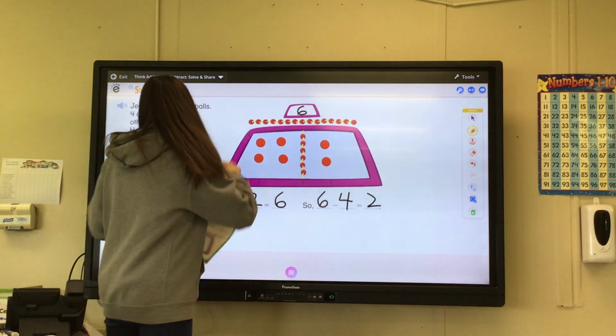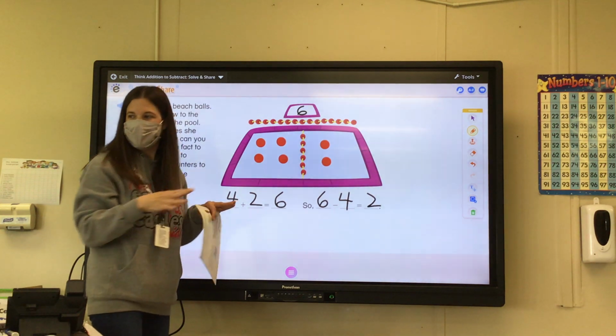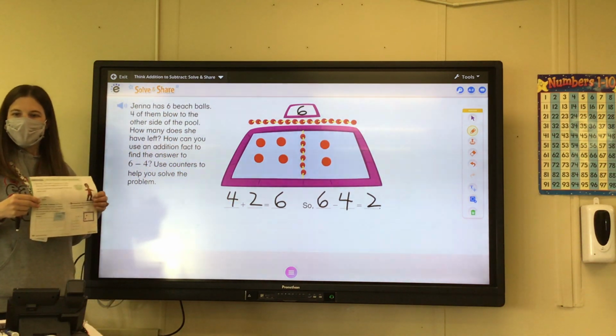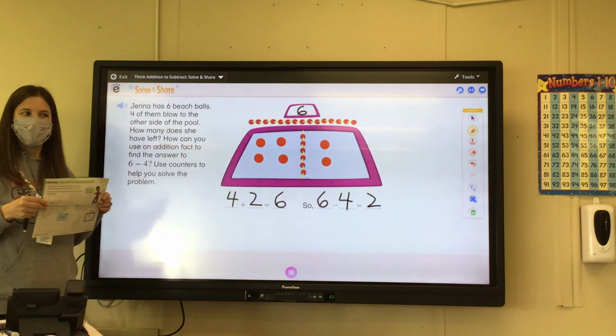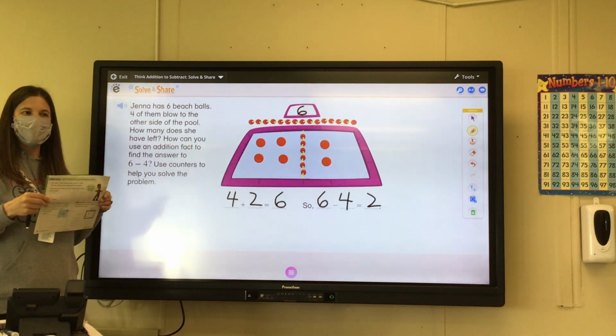Okay, we'll keep going. All right, does everyone have this on their paper? You wrote in your equations?